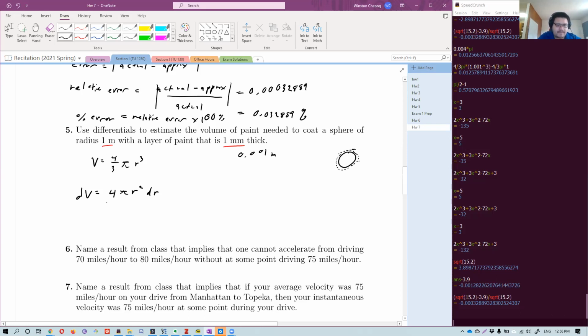Okay, all right, then we need to plug in, right? So r we're given because that's this 1 meter here. And then this 0.001 is my dr. So I can just plug in. Yeah, so we get, well, this 1 disappears, so we get 0.004 pi. And the units are meters cubed because this is measuring a volume now.